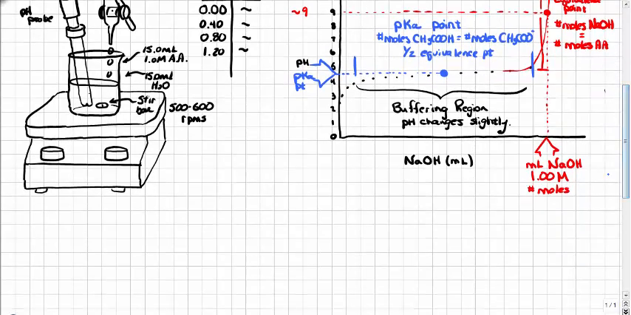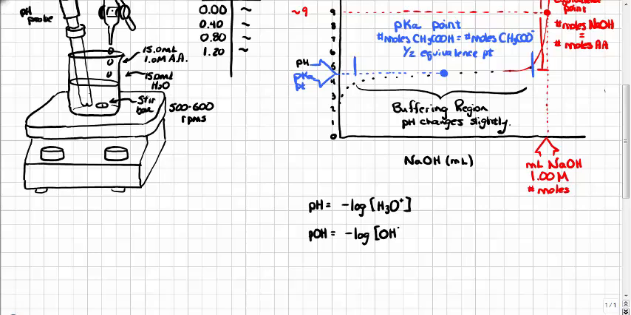And what is pKa, you might think? Well, let's go back to some fundamental definitions. We know that the pH of a solution is equal to the negative log of the hydronium ion concentration. We also know that the pOH of a solution is equal to the negative log of the hydroxide ion concentration. You can probably see a theme developing here. The idea is that we're using logarithms to more easily describe numbers like hydronium ion concentration and hydroxide ion concentration that vary over many, many orders of magnitude.